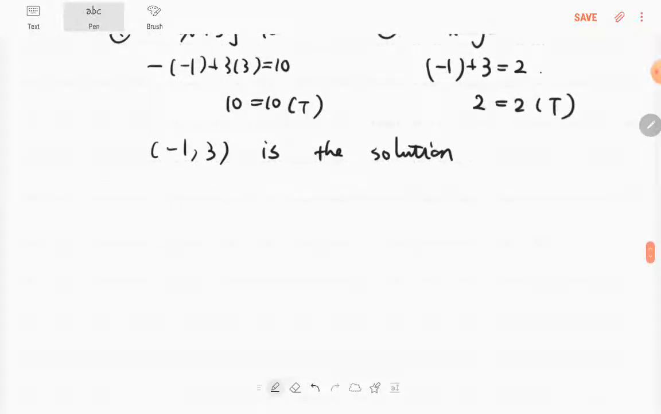Okay? So we always use the same procedure: draw 2 lines, find the intersection point, then check if that one is the answer. So the next objective is to try to find some special systems of linear equations.